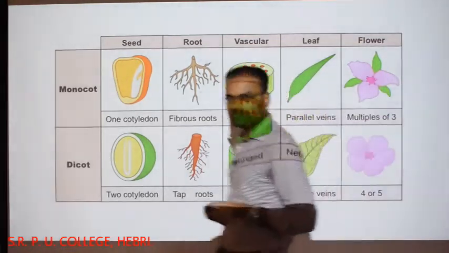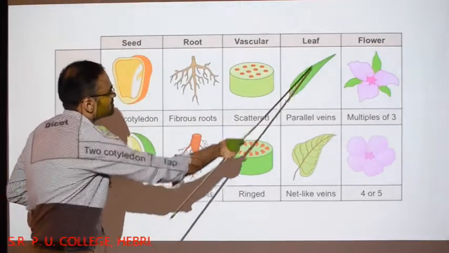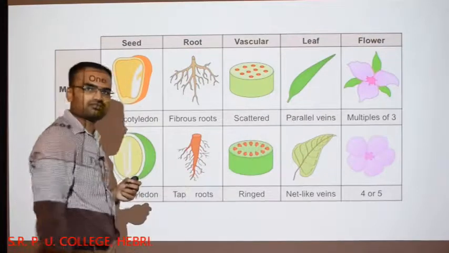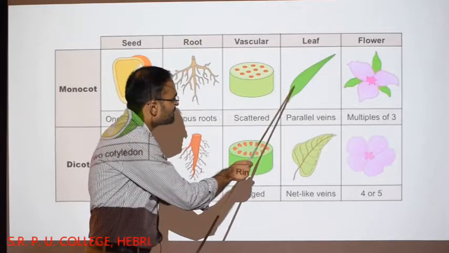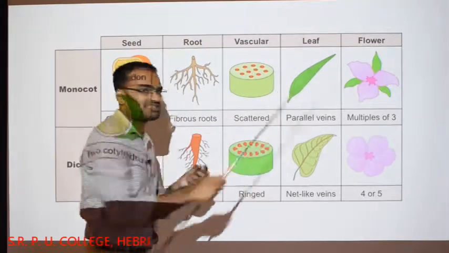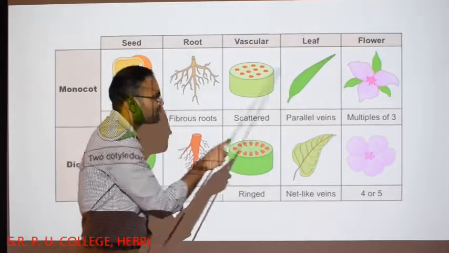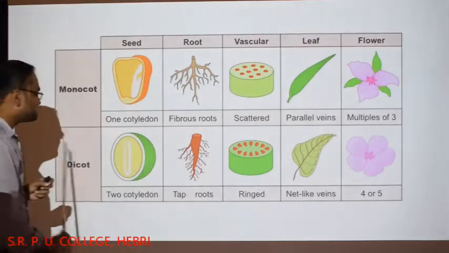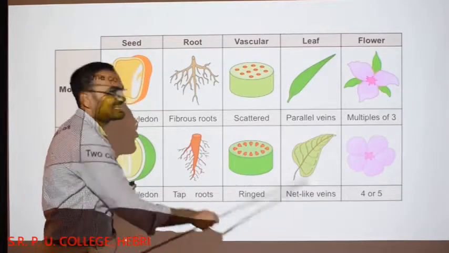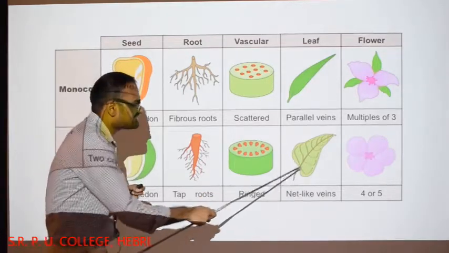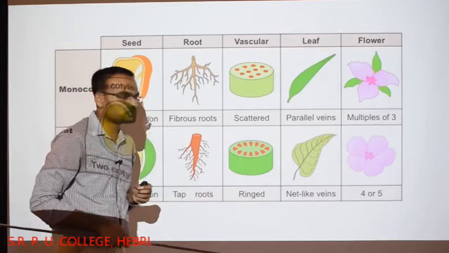Another important difference between monocot and dicot is that in a monocot leaf, the venation is parallel. What is parallel venation? The veins, that is the xylem and phloem, are present parallel to each other. They do not overlap one another. But in the dicot leaf, the veins are net-like or network-like, that means in a zigzag manner. We call such venation reticulate venation. Understood?